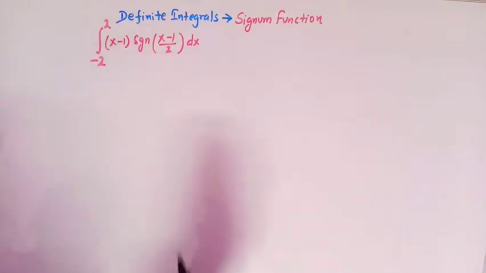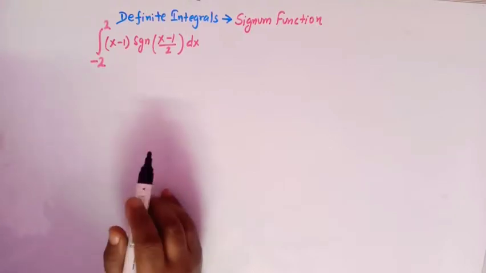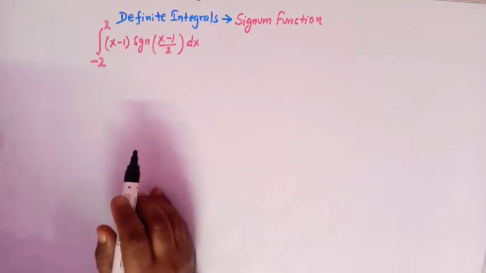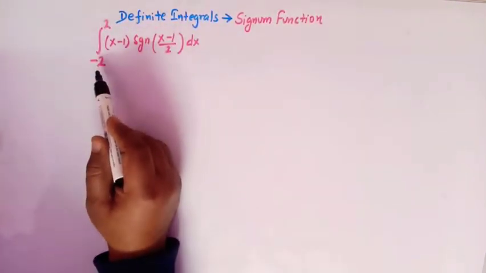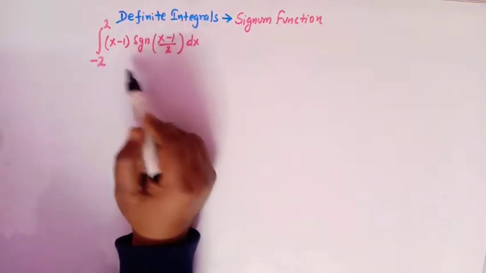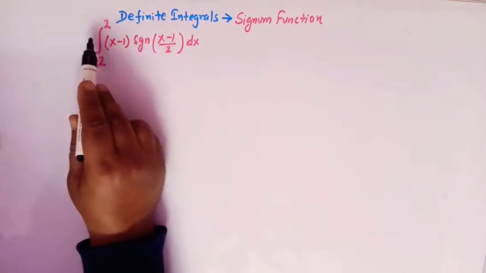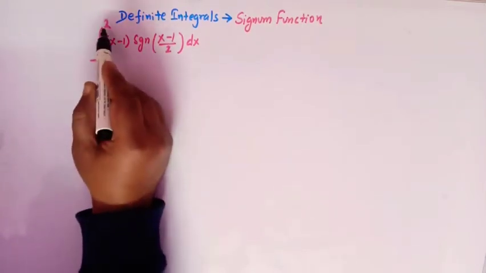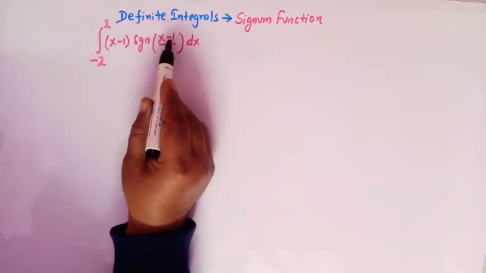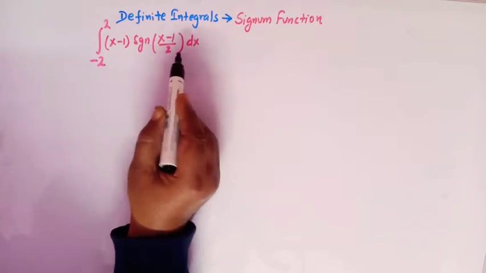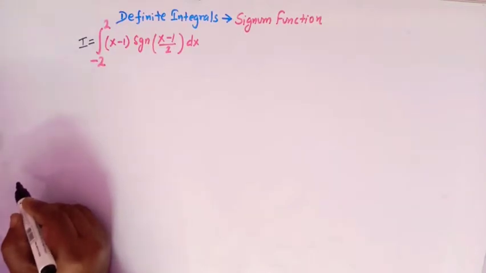Hello viewers, in today's class we are going to take up one important conceptual problem in definite integrals. Here we have this definite integral which involves a signum function. We have to evaluate the integral from -2 to 2 of (x - 1) times signum of (x - 1/2)... let us start. Let us first call this integral I.